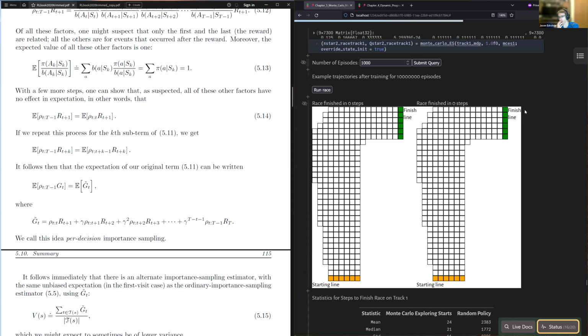But yeah, so I don't think for this chapter there's any other exercise really worth going over.